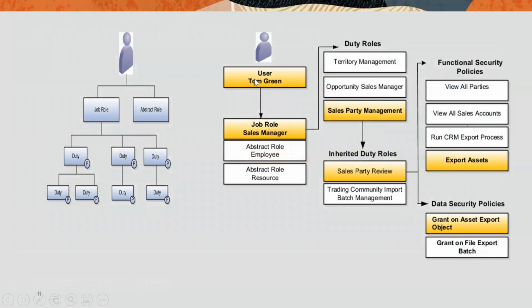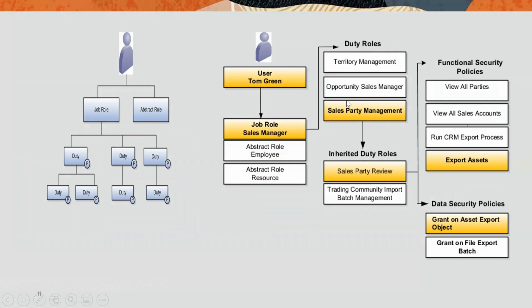And so if you see this diagram, this is a user who has sales manager role. So this user has three roles: sales manager, employee, resource. Three roles he is having. So if I expand this sales manager, I will have duty roles. Okay. So here you can see what is duty role.